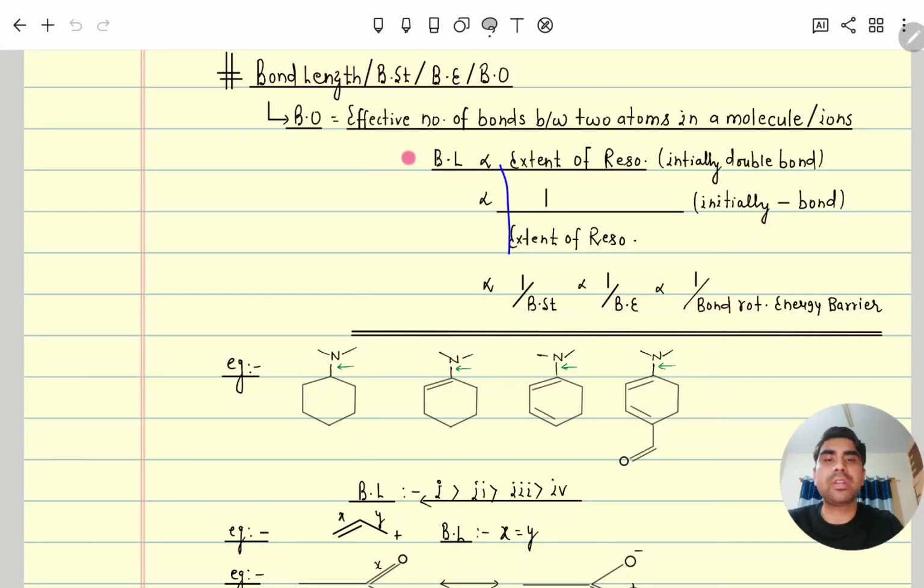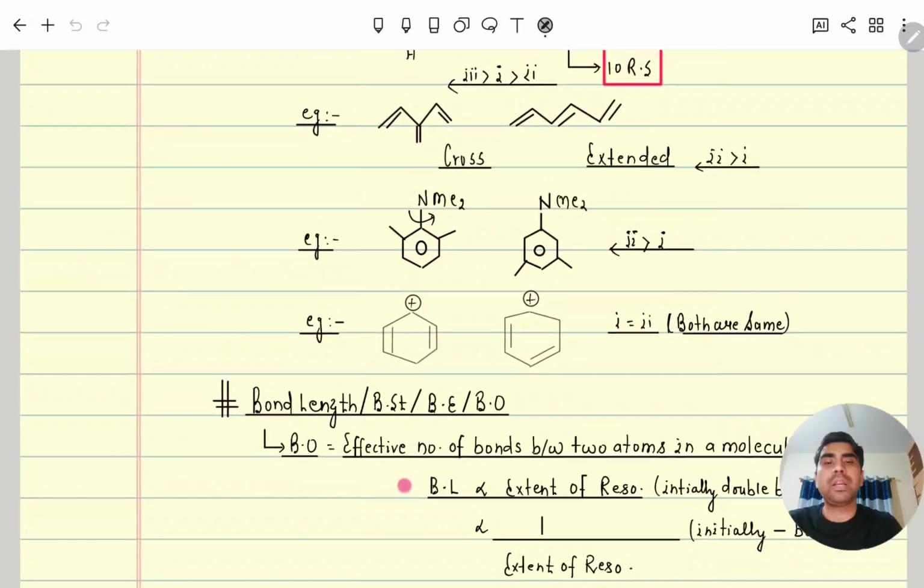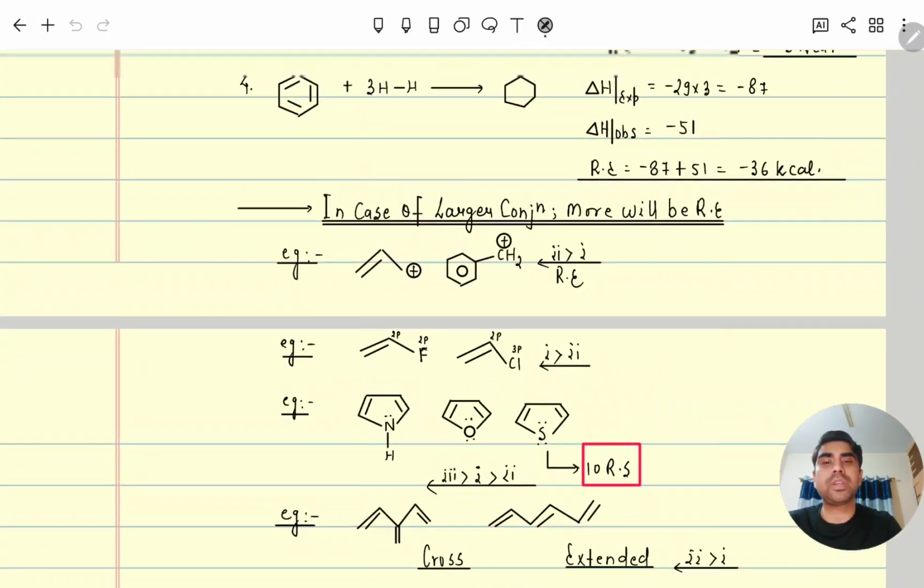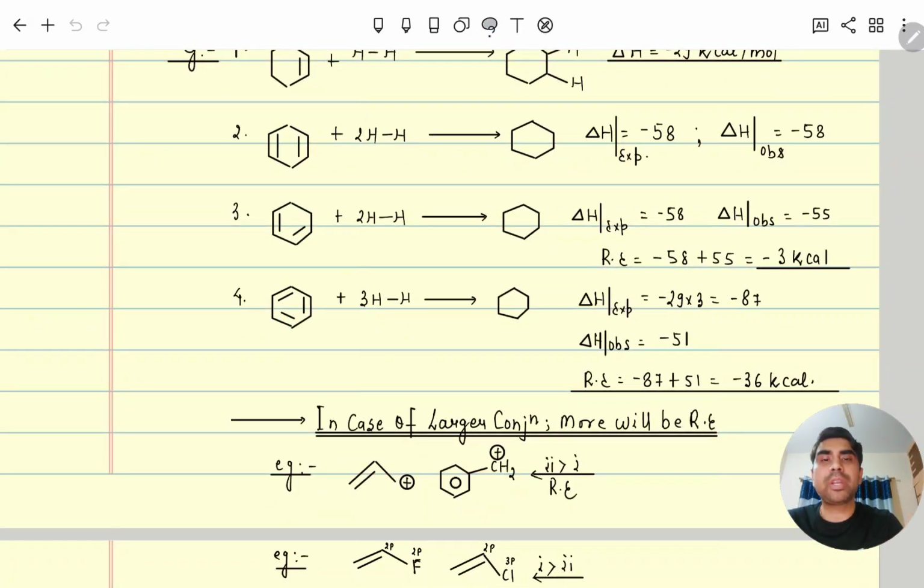Like here you can see one example. As you are breaking this bond, here you are giving energy, or suppose the reverse of that, if you are forming this double bond, then energy will be released. Means formation of a bond is exothermic, breaking of a bond is endothermic.